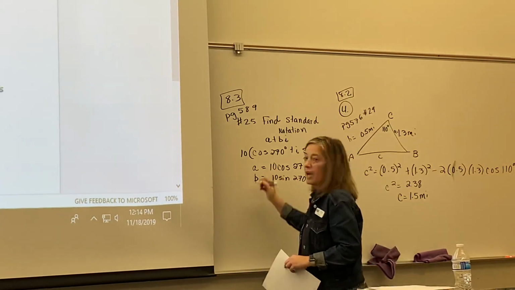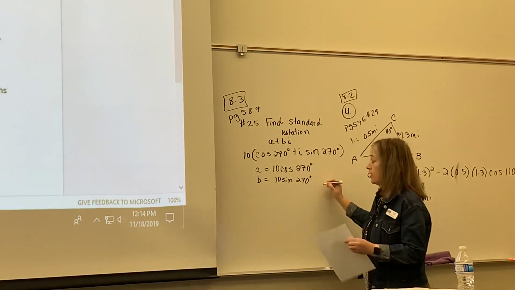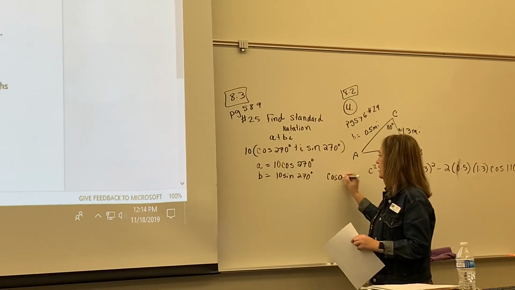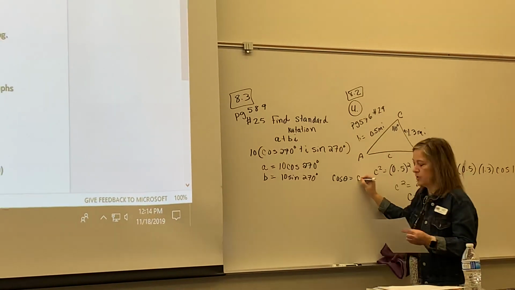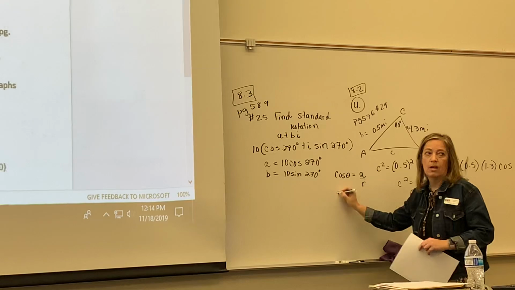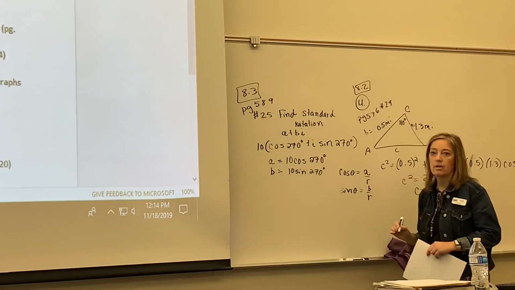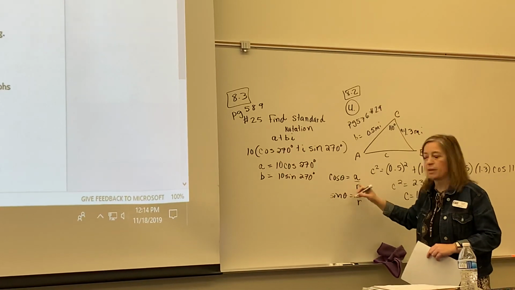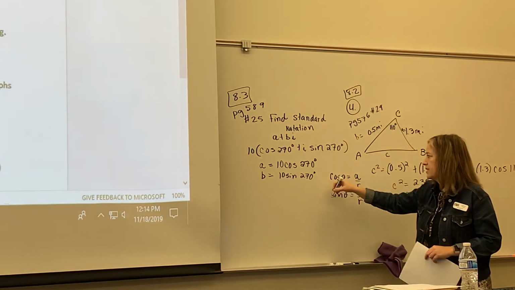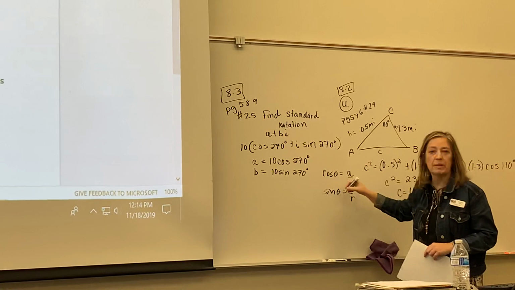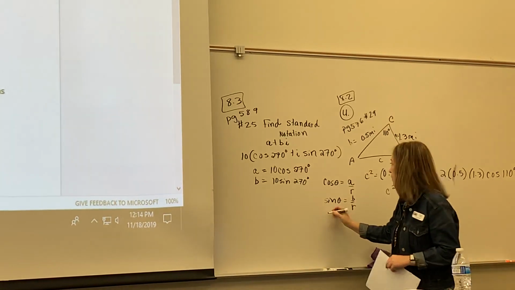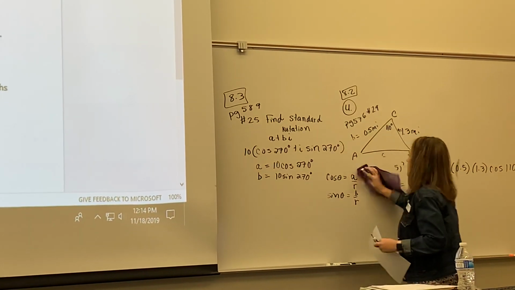So the formulas I had given to you are the following. So cosine theta is equal to a over r, and sine of theta is equal to b over r. Okay, and both of these formulas can be changed. So notice this first one right here, we can multiply both sides by r. So therefore, let me erase this part.